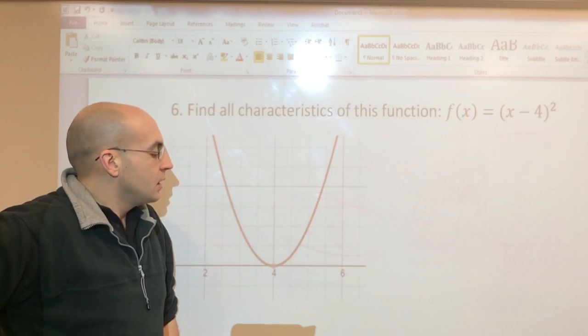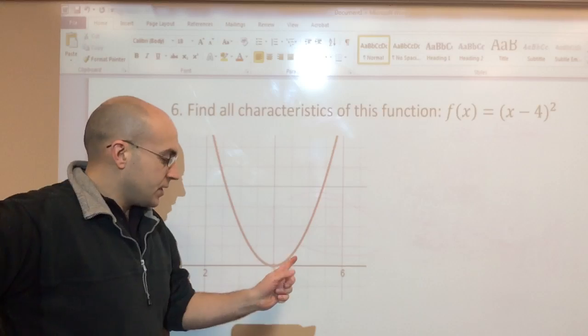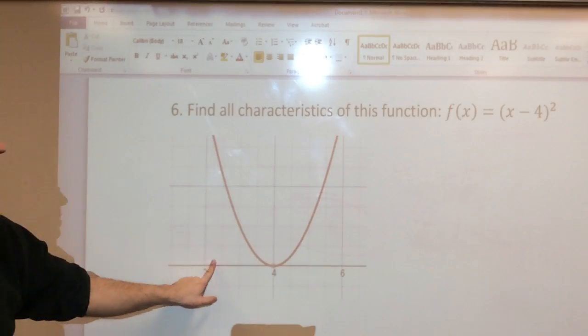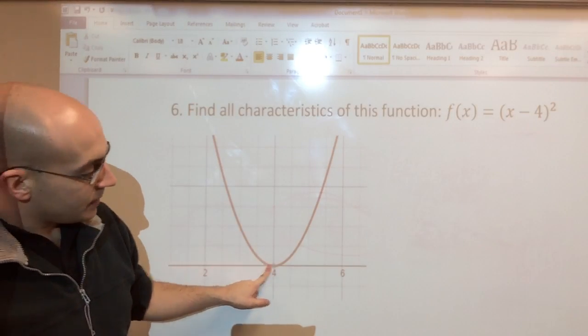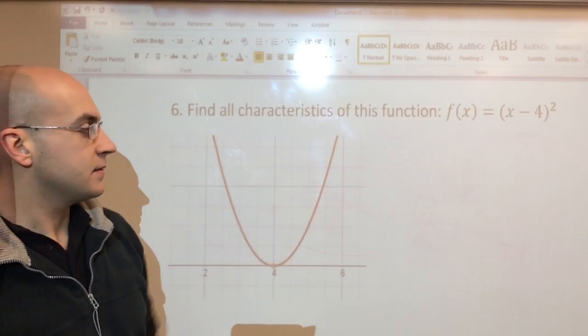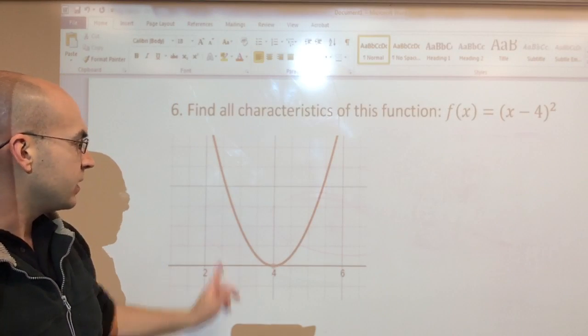End behavior. As x approaches negative infinity, f of x approaches positive infinity. As x approaches positive infinity, f of x approaches positive infinity. Hopefully I said positive infinity here.